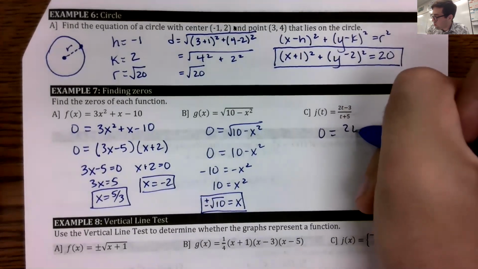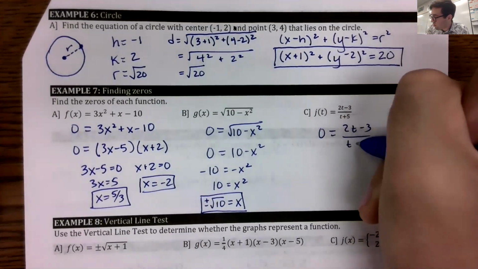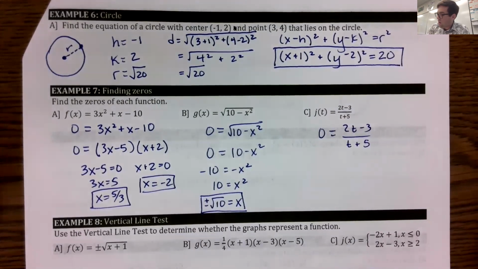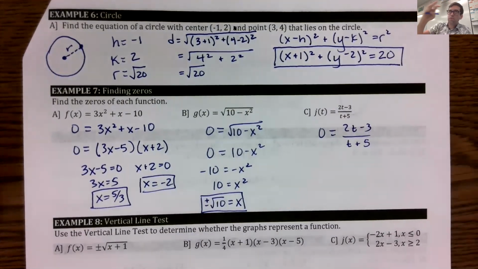0 equals 2t minus 3 over t plus 5. Okay, so here's the deal. When does a fraction equal 0? And the answer is when the numerator is 0. 0 divided by anything is 0. The problem comes in when the denominator is 0. So when we're dividing by 0, the answer is undefined, right? You can't divide by 0.